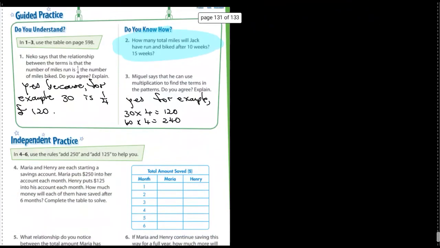Okay, independent practice. Let's see here. Maria and Henry are starting a savings account. Maria puts $250 into her account each month. Henry puts $125. How much money will each of them have saved after 6 months? Well, you'll have to figure that out.